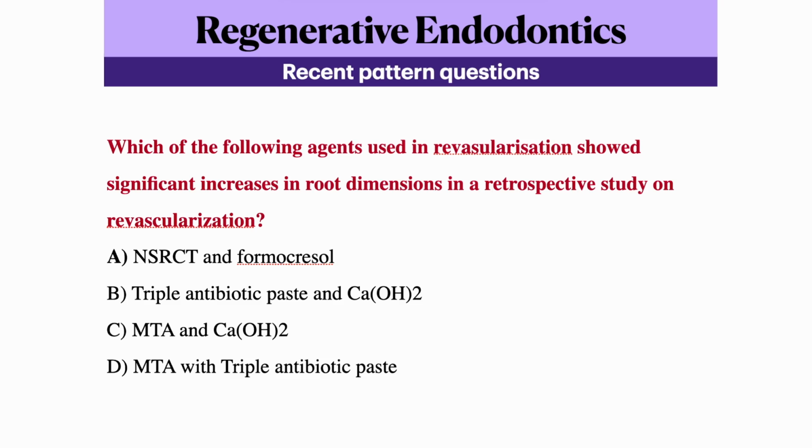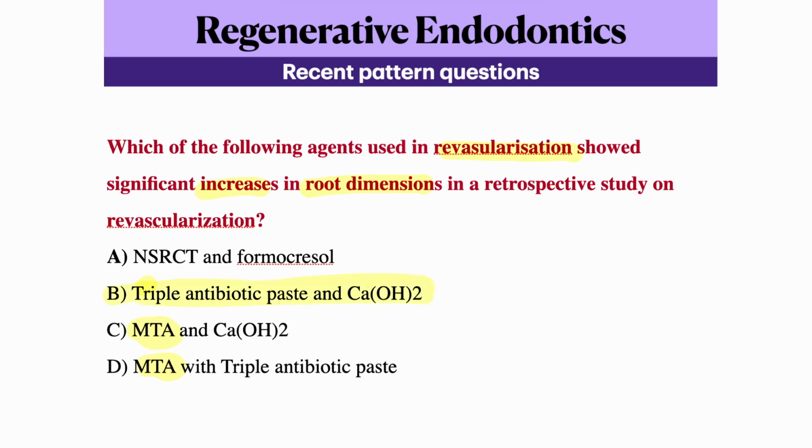Now, see, you can find this a little controversial, and that's why I've included this particular question here. Which of the following agents is used in revascularization and showed a significant increase in root dimensions? Meaning root lengthening, root thickness, all those. Okay. Now, naturally, we all have a tendency to go for MTA, isn't it? Or MTA with any other thing. But in fact, here the answer is B, triple antibiotic paste.